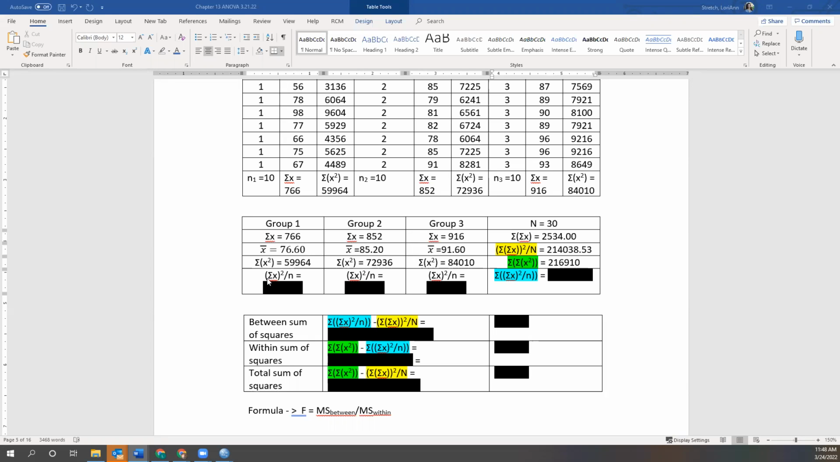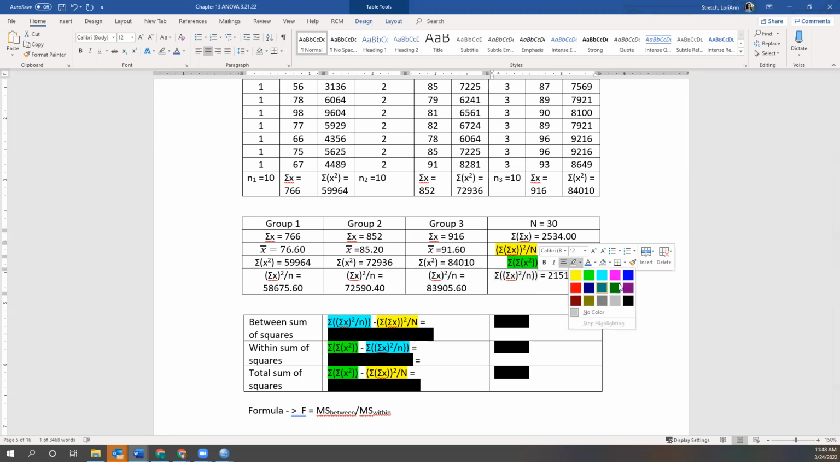Now we're going to do the summation of x squared divided by n. So this is going to be this summation right here divided by this n, okay? And I'm going to do that for group 2 and group 3. Boom. And then I'm going to add those up because I want the summation of those, and that is going to give me this number. It seems complex, but if you follow the steps and you use the charts, it can actually be simple. Oh, I need to highlight this again in blue. I'll tell you why in a second.